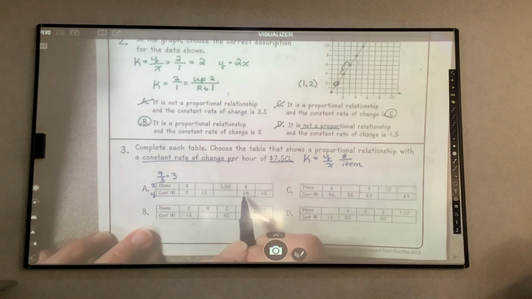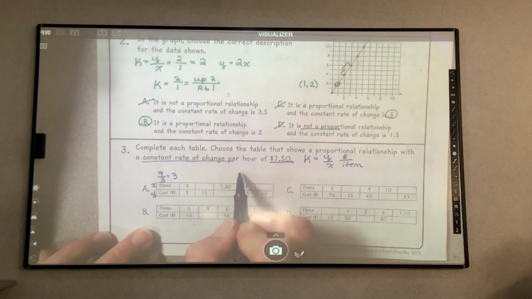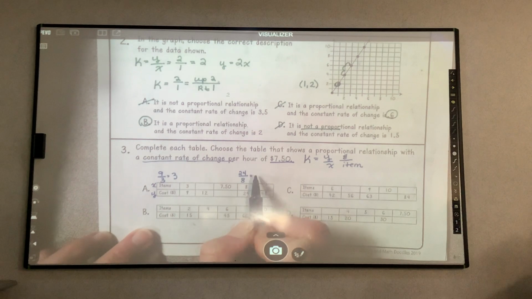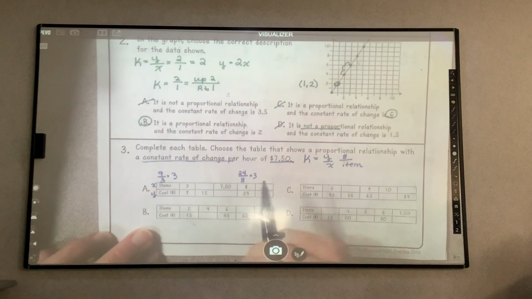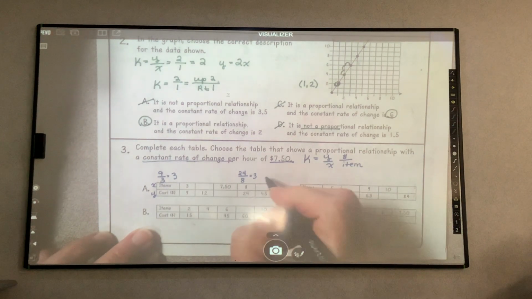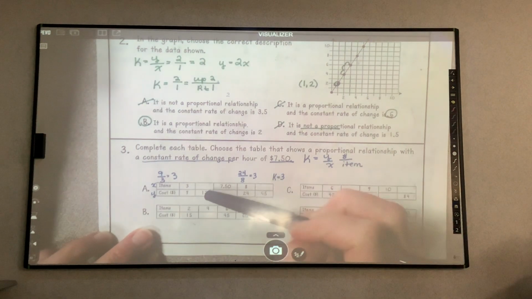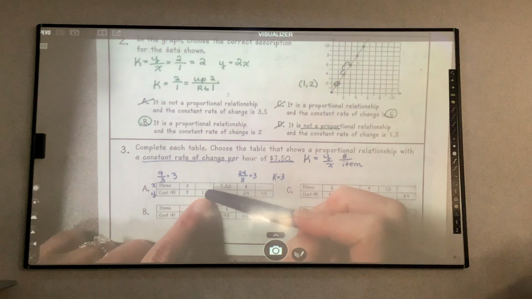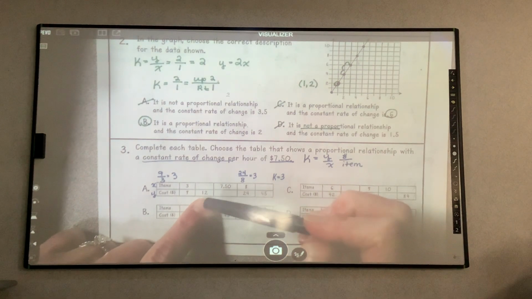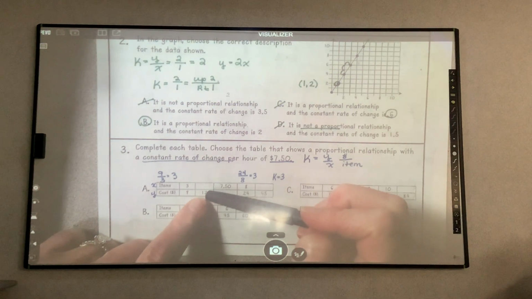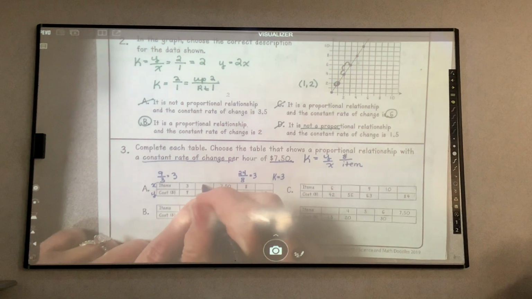Let's come to the other one we know. 24 over 8 equals 3. So what's our constant in this one? 3. So our constant equals 3. So what do I have to divide 12 by? I divide it by what? 4, to get 3. So I put 4 in the box.